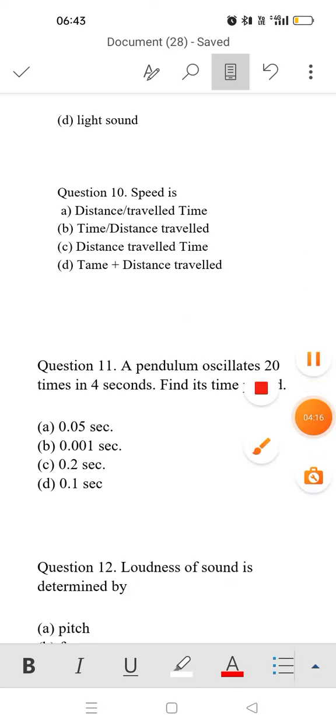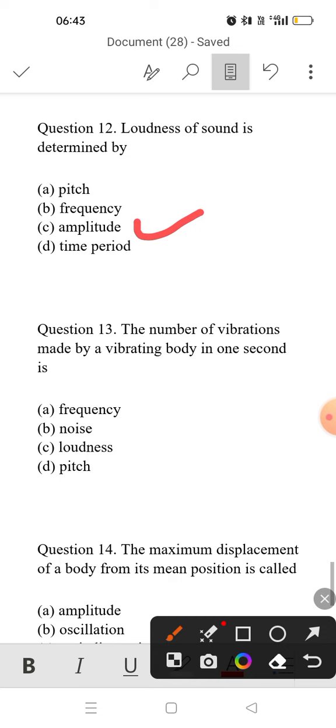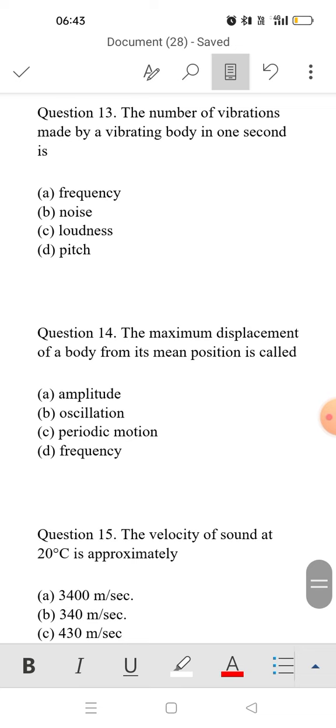Question 12: loudness of a sound is determined by, now focus on it. Loudness of a sound is determined by amplitude, and the pitch of the sound is determined by frequency. Question 13: the number of vibrations produced in 1 second is known as frequency. Wherever you see vibrations and 1 second, just mark the answer frequency.